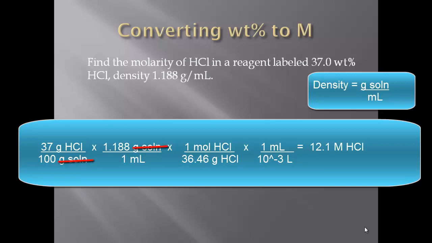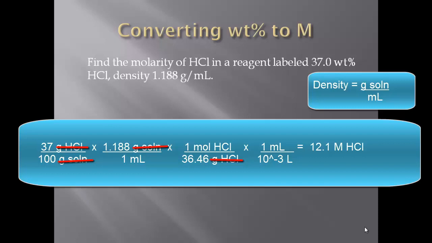So I say 1.188 grams of solution over 1 mL, and then I want to go ahead and convert the grams to moles of HCl. So I know that there's 36.46 grams of HCl, that's the molar mass, in 1 mole of HCl. I've already got one part of my concentration unit correct.